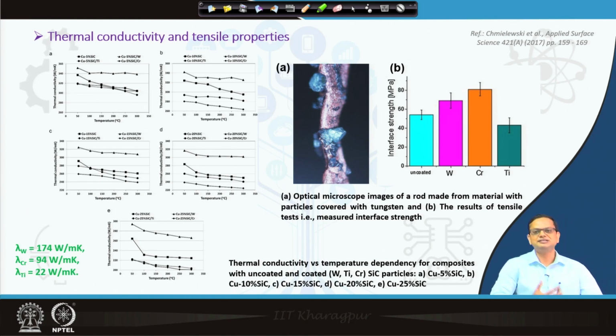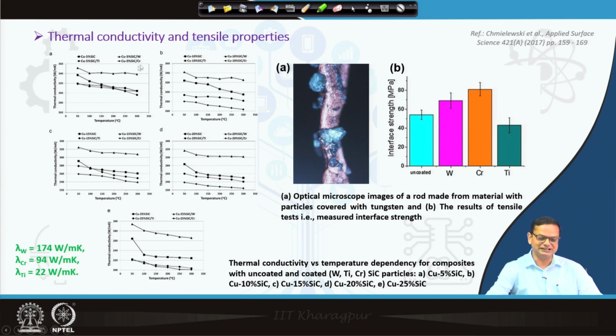Why is that? Simply because if you look at this data here, thermal conductivity of tungsten is quite a bit higher compared to other elements like chromium or titanium. So, obviously, when you have a coating of tungsten, that leads to better conductivity. That is understandable. In all cases you can see. Okay.